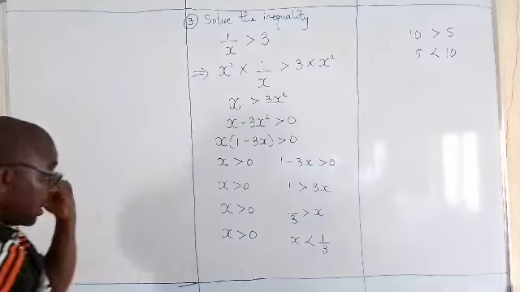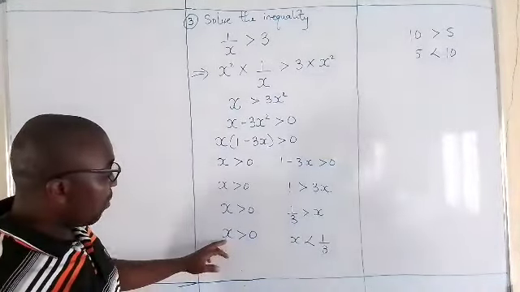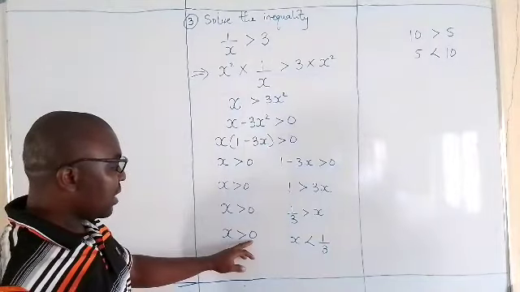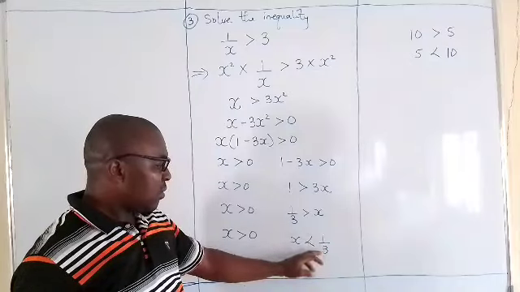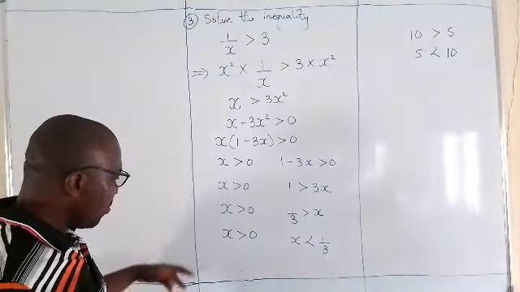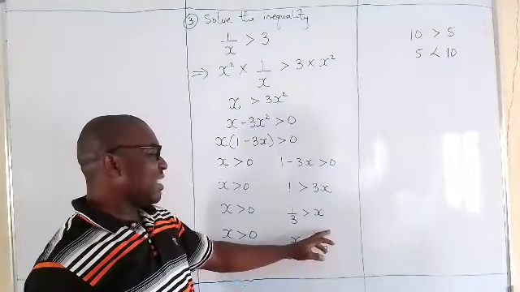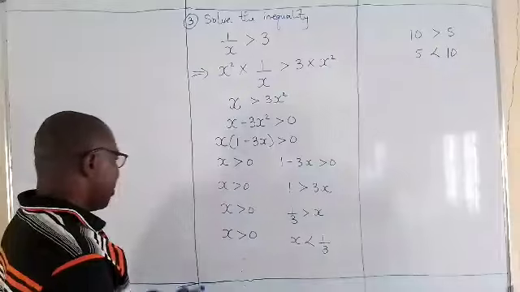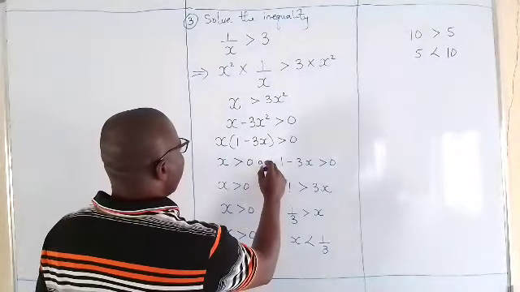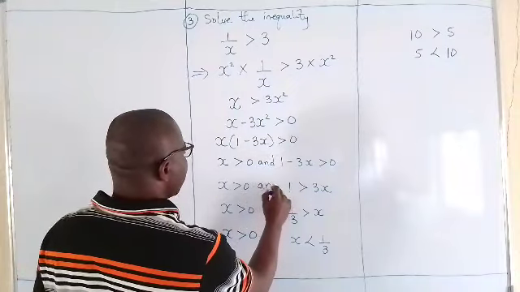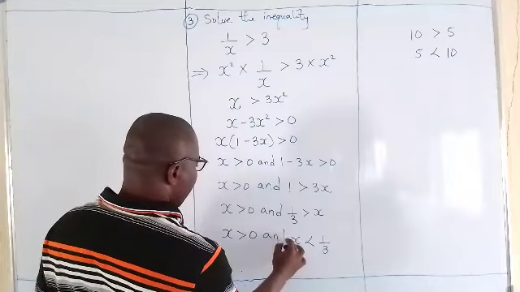So looking at this answer, x is greater than 0 and x is less than 1 over 3. Is it possible for a number to be greater than 0 and at the same time less than 1 over 3? 1 over 3 is 0.33. Yes, it is possible. So since it is possible, you use the word and. If it is not possible, you use or.